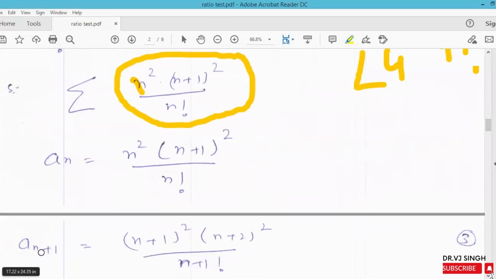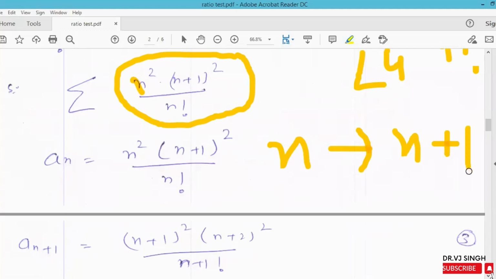Now how to find the an plus 1 term? Just replace n by n plus 1, or put n equal to n plus 1 in the nth term. We find the next term, an plus 1. So just replace this n. When we replace this, replace only n by n plus 1.